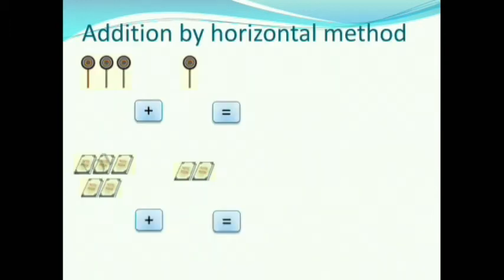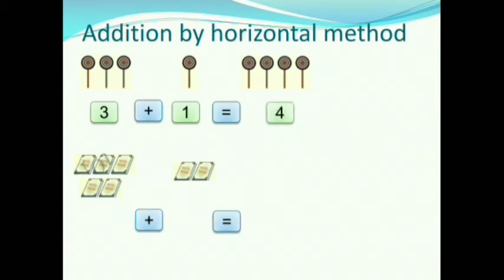Children, now we will learn about addition by horizontal method. What are these? Yes, these are lollipops. You like it, no? How many lollipops are there? Let us count it. 1, 2, 3. First we have 3 lollipops. Next we have only one lollipop. So we will write 1. What is 3 plus 1? 1, 2, 3, 4. The sum of 3 plus 1 is equals to 4. So we will write 4.